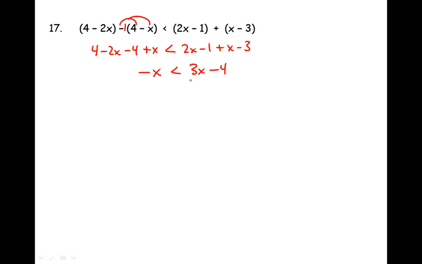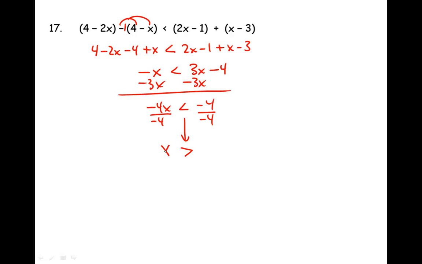Now we would subtract 3x from both sides. And then we would divide both sides by negative 4. Now remember that if you ever multiply or divide by a negative when you're dealing with inequalities, you have to flip the sign. So since I divided both sides by negative 4, I need to change the less than sign to a greater than sign. Negative 4 divided by negative 4 is 1. So x is greater than 1.